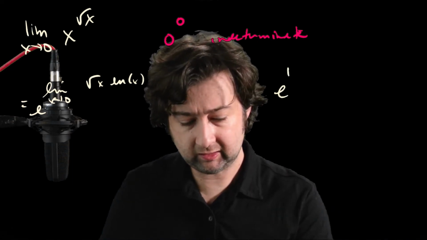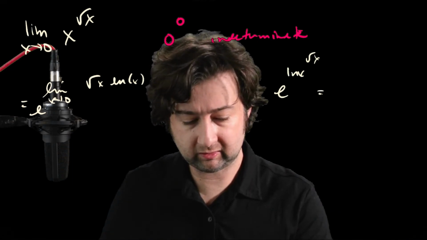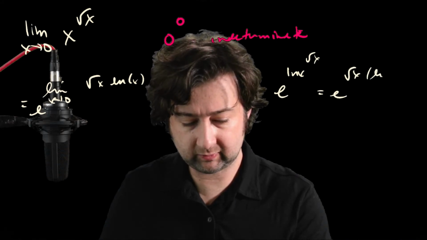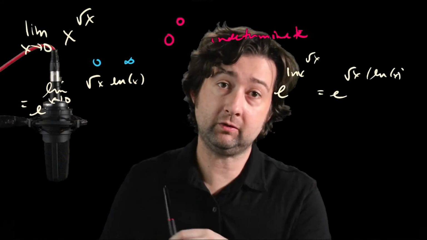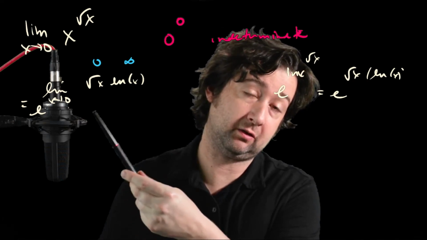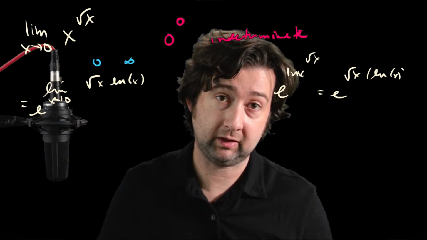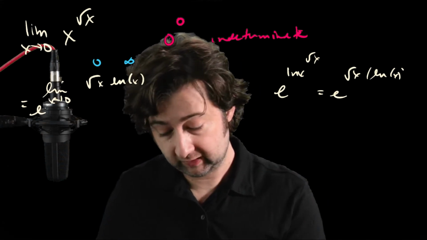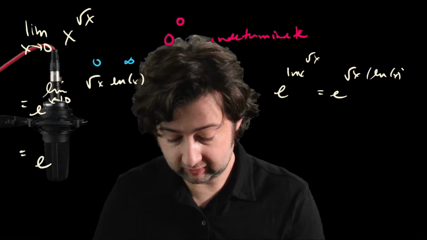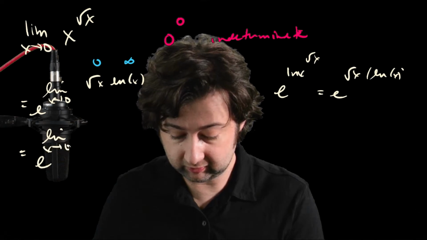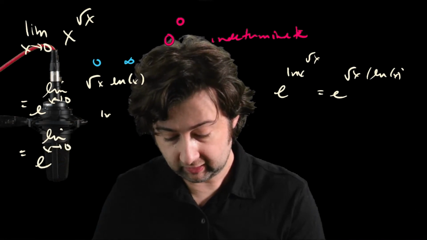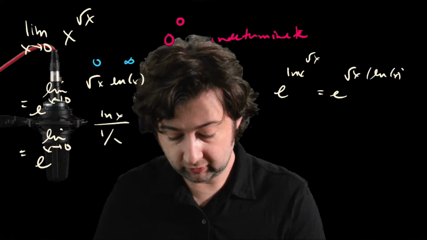This is equal to e to the limit as x goes to 0 of the square root of x times the natural log of x. And the reason that's true is because e to the natural log of x to the square root of x is equal to e to the square root of x times the natural log of x. I still can't use L'Hopital's rule here because this is a 0 times infinity indeterminate form. So I'm going to have to use the ratio trick and use reciprocals to write this as e to the limit as x goes to 0 of the natural log of x divided by 1 over x to the 1/2.